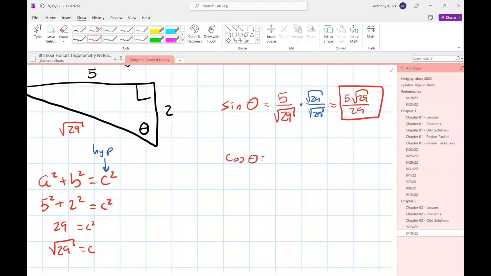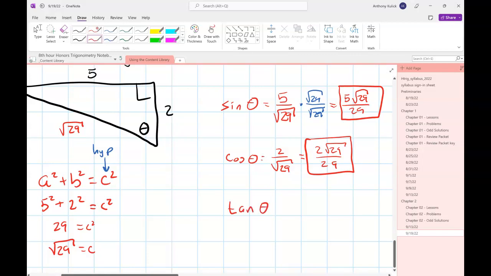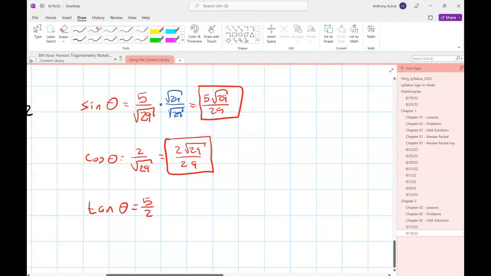Cosine theta should be, good, 2 over square root 29. Got to do the same thing. I'm not going to show the work that time. Is everybody okay with me skipping the rationalizing the denominators work? I hope so, right? You guys should be like, that's pretty shrug worthy. I ain't worried about it. Tangent is 5 over 2. Everybody's cool? Feels good? All right.